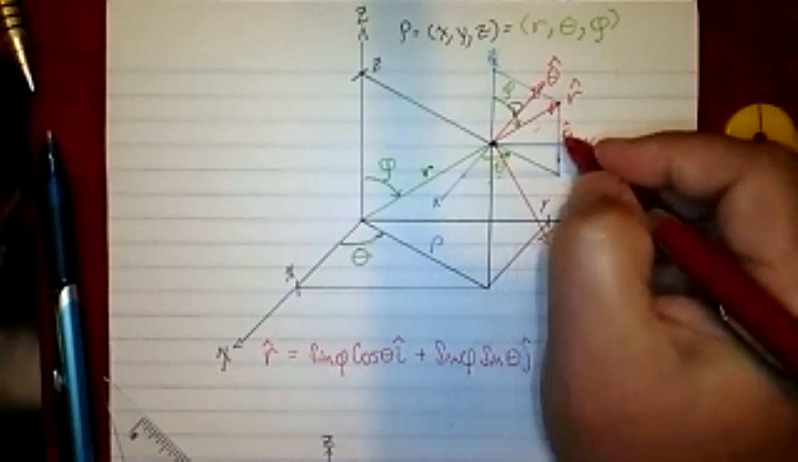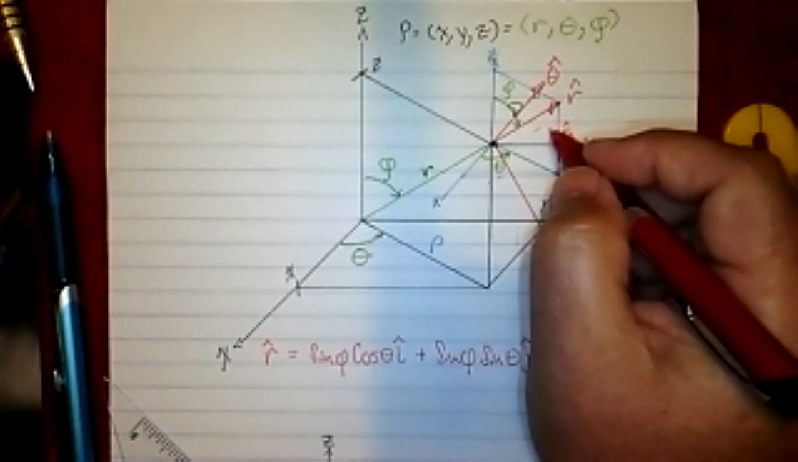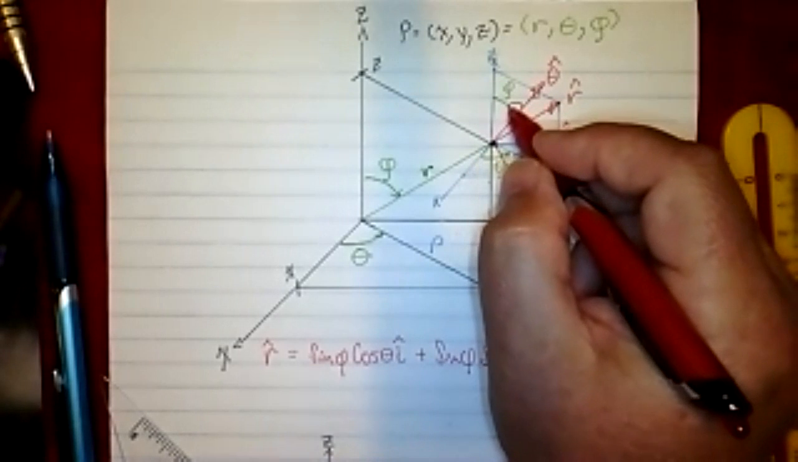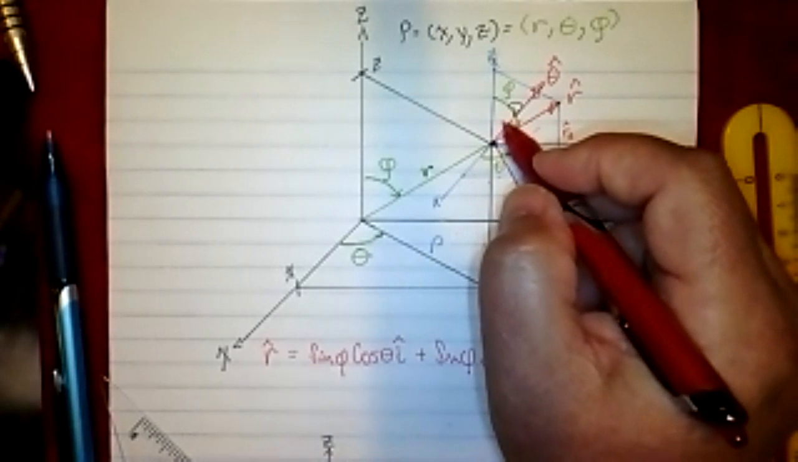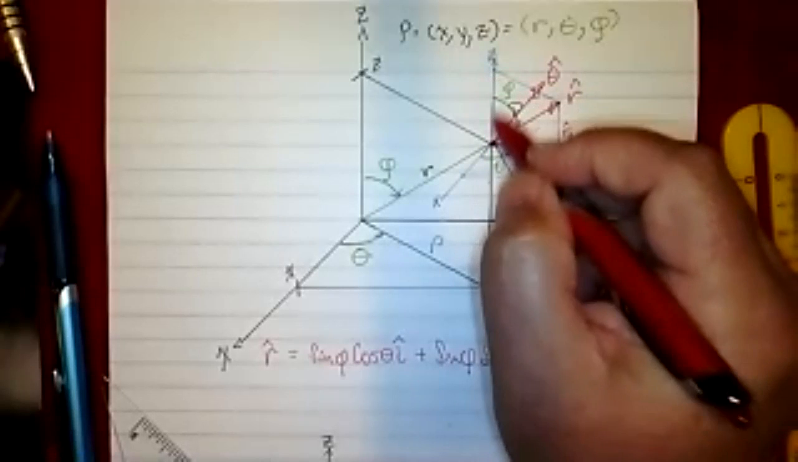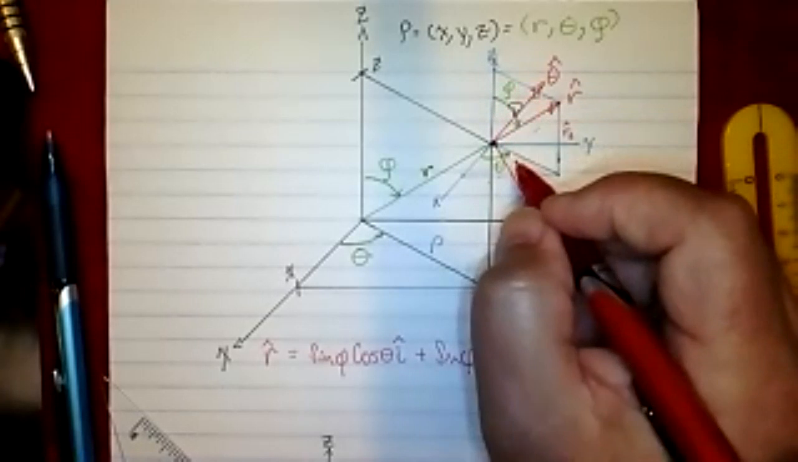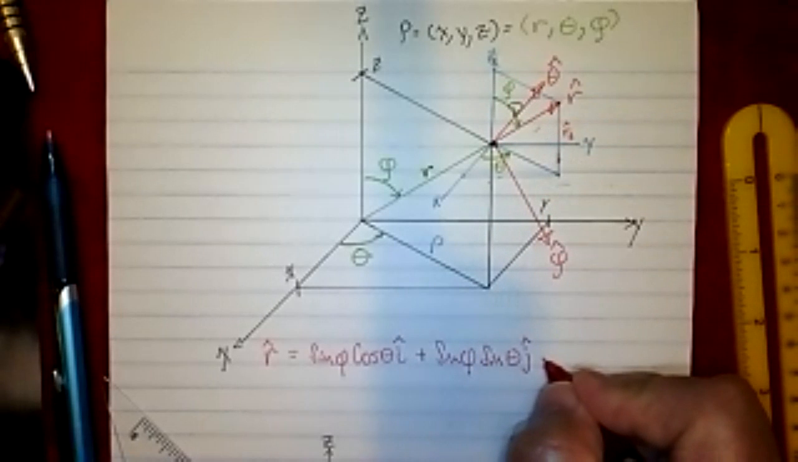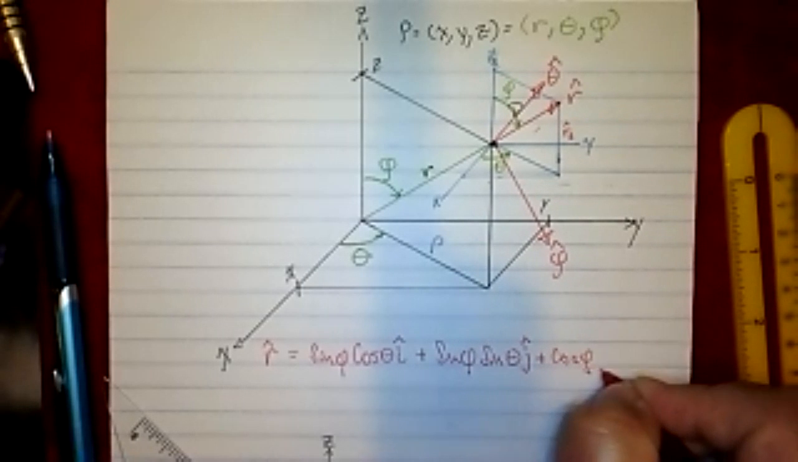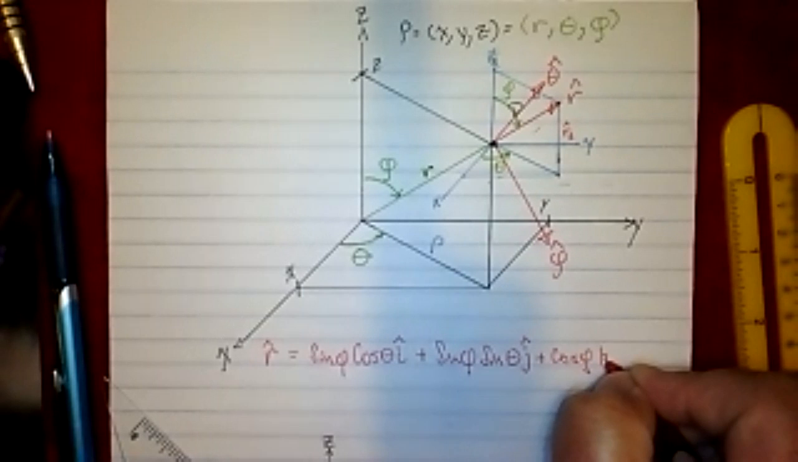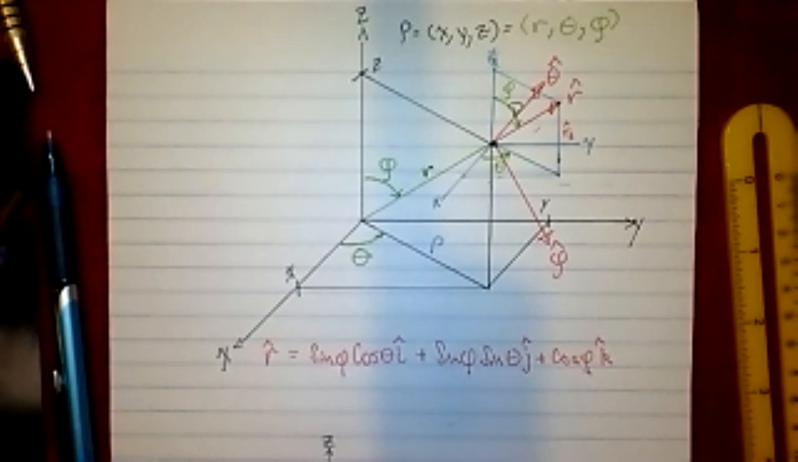Now the final one is actually the z component, which is kind of hard to see here, but if you look over here in this little triangle, you see cosine is equal to adjacent, which is z, over the hypotenuse, which is 1. So I can just call the z component cosine phi. And that'll be in the k hat direction. So that is my vector.